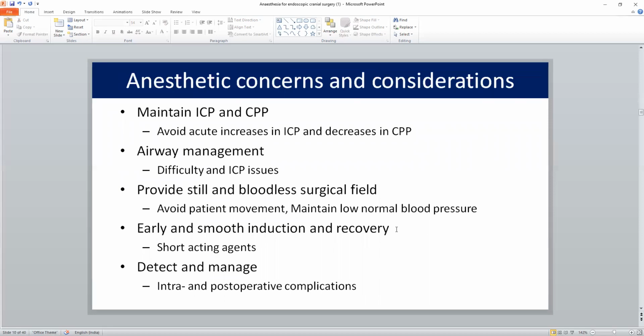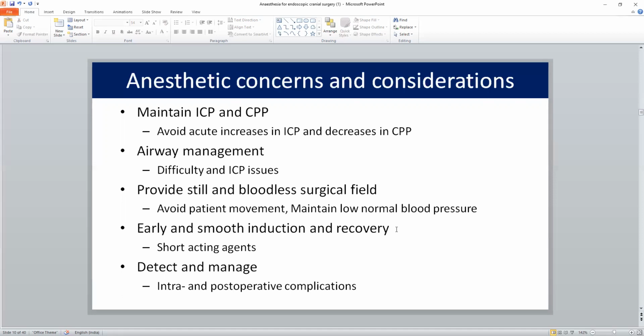Now, what are the anesthetic concerns and considerations for a patient undergoing endoscopic third ventriculostomy? One is to maintain the intracranial pressure and the cerebral perfusion pressure. You should avoid acute increases in the ICP and decrease in the CPP. Airway management can be difficult, especially in children with a large head, and prolonged intubation can result in a rise in the ICP and reduction in the cerebral perfusion pressure, thereby leading to cerebral ischemia.